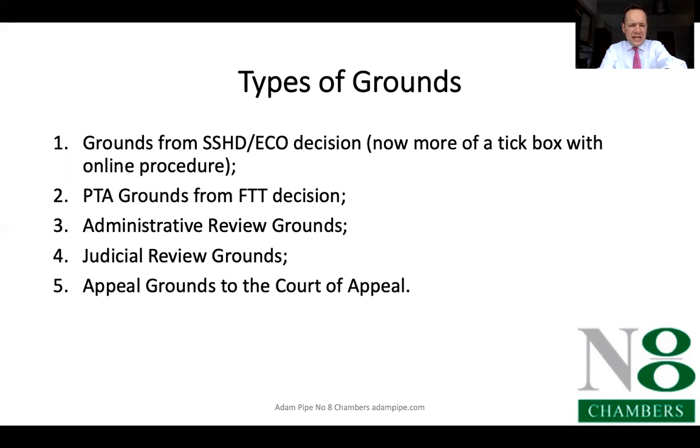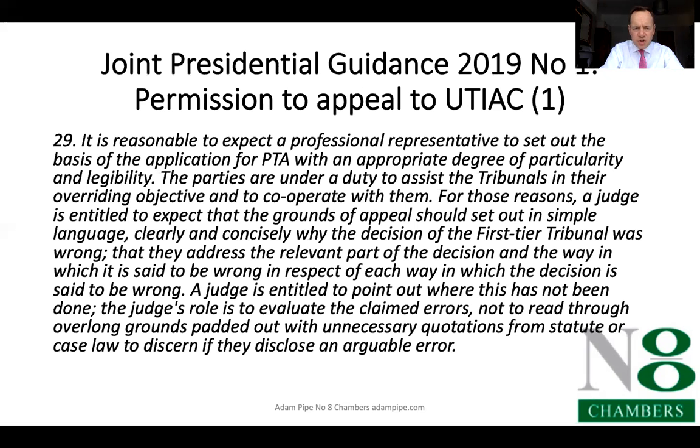Let's focus particularly on two: the permission to appeal from a decision of a First-tier Tribunal judge. This is the Joint Presidential Guidance 2019, and it says this: it is reasonable to expect a professional representative to set out the basis of the application for permission to appeal with an appropriate degree of particularity and legibility.